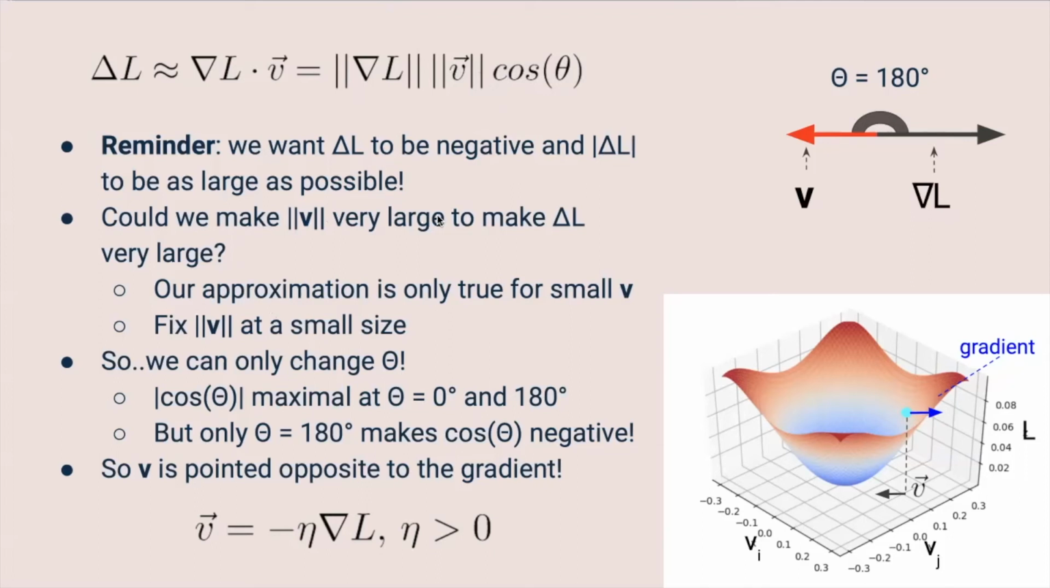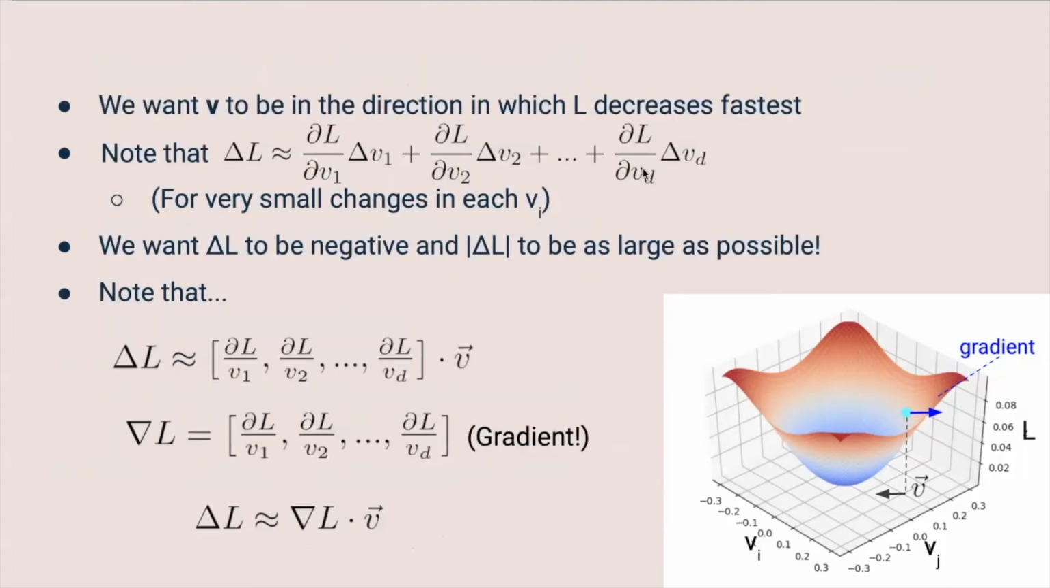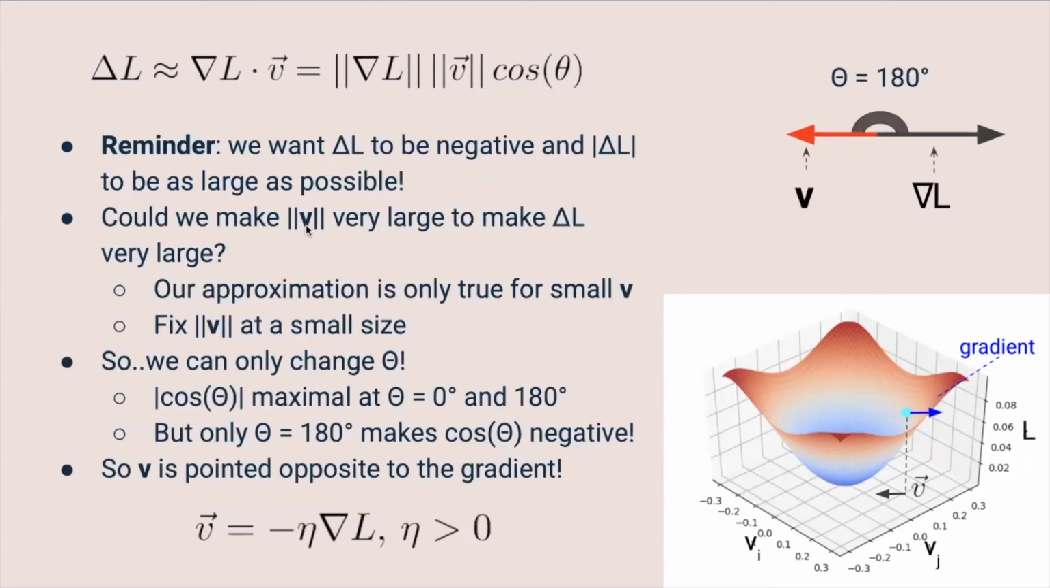Well, first we should discuss our limitations, right? So our approximation here, remember, only holds true when V is very small. It only holds true for infinitesimally small changes in V. And so one limitation is that V should be fixed to be a very small size. So we can't actually change the size of V, but what we can change is the direction, right? This theta parameter.